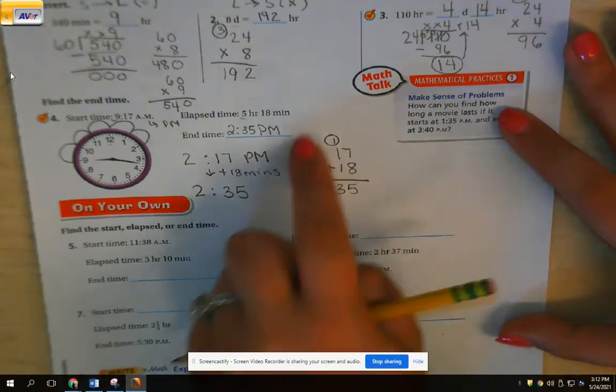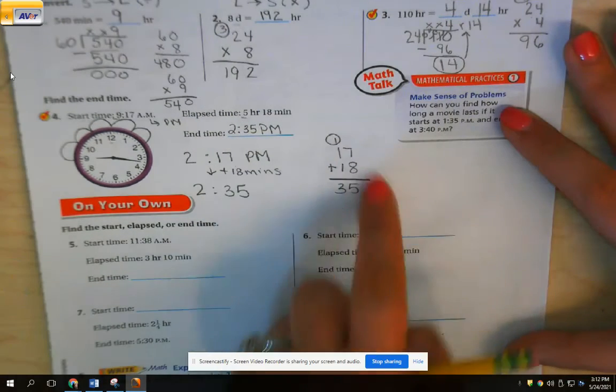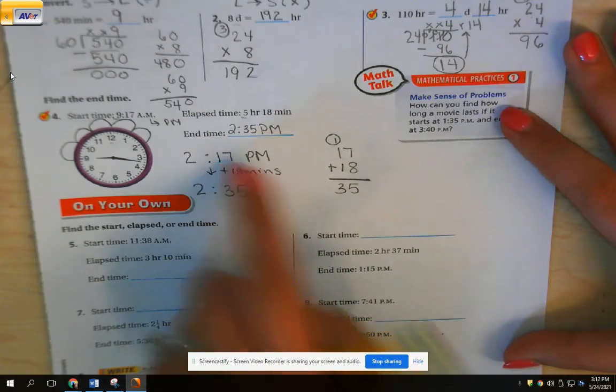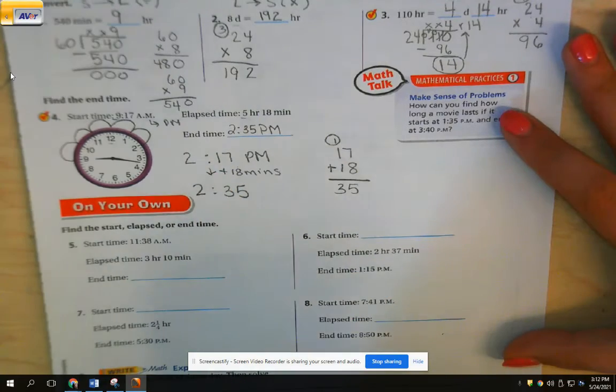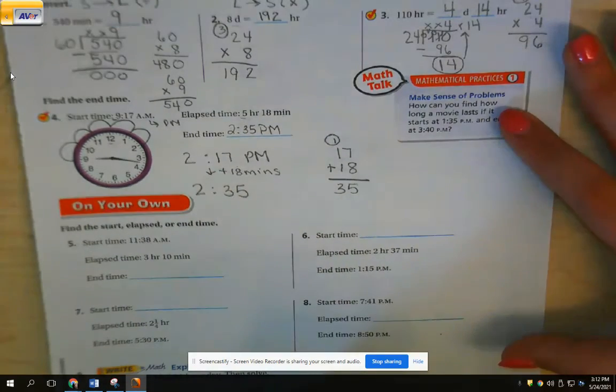I added the minutes on the side because I think it looks a little bit neater. I didn't want to add it with the time symbol because I feel like it would get confusing. So that's why I added it on the side.